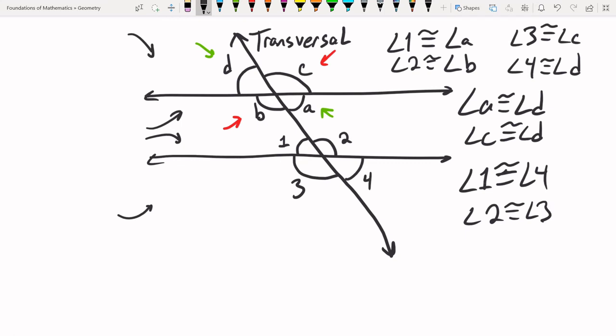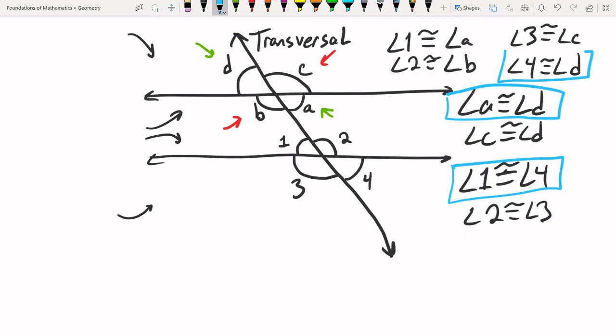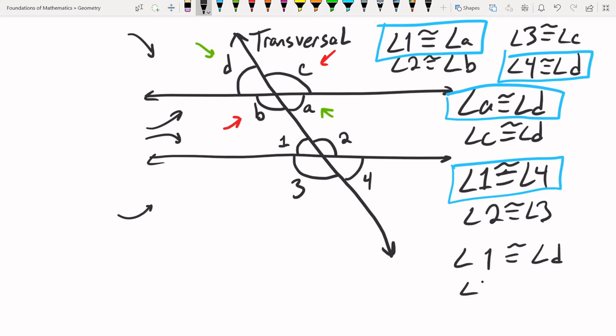And because angle 1 is congruent to angle 4, let me just show you here. Angle A is congruent to angle D. Angle 1 is congruent to angle 4. We have angle 4 is congruent to angle D. Angle 1 is congruent to angle A. We pretty much have every single case. Angle A is congruent to angle 4. So we've just proven by using all of these properties together that angle D and angle 1 are congruent, angle 4 and angle A are congruent.